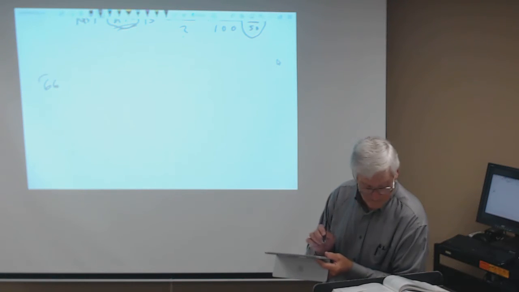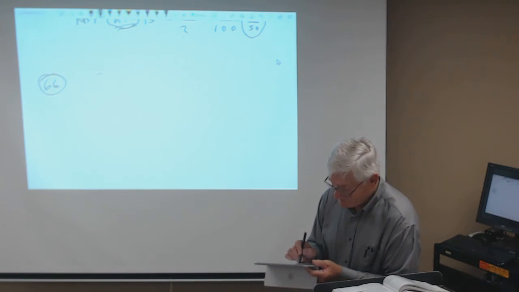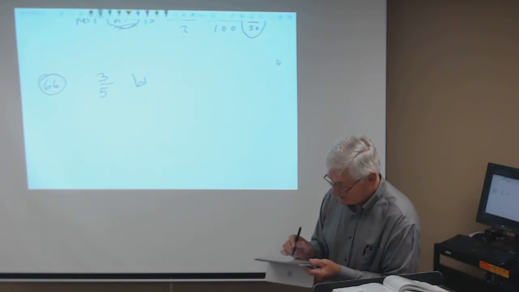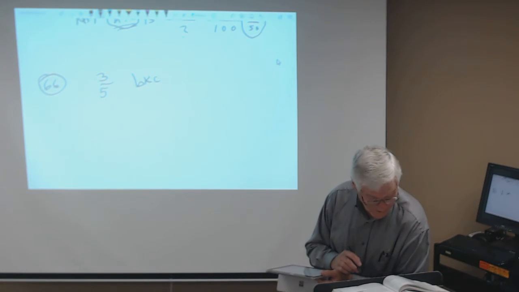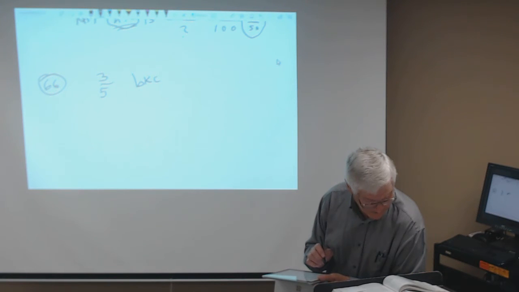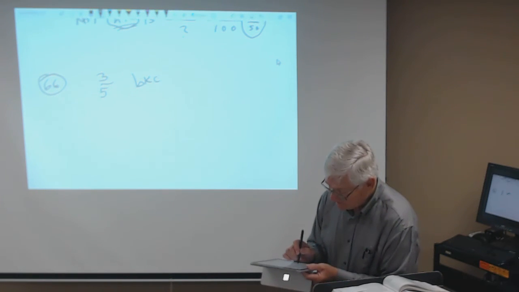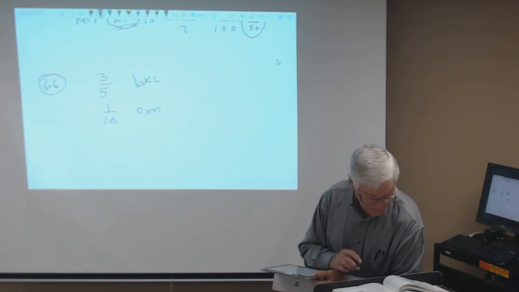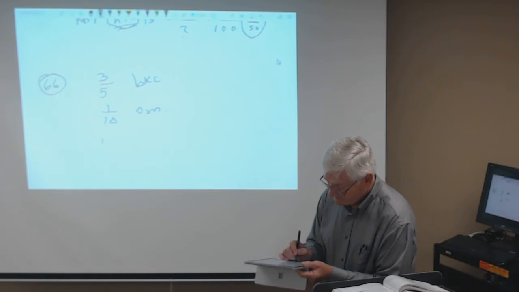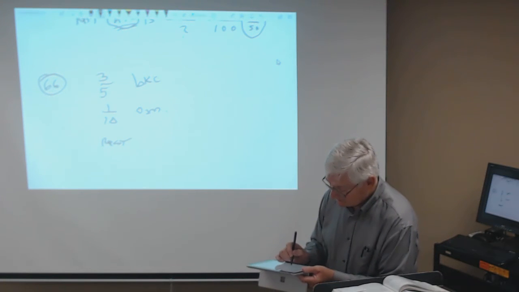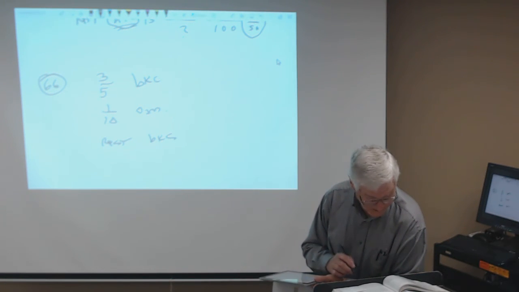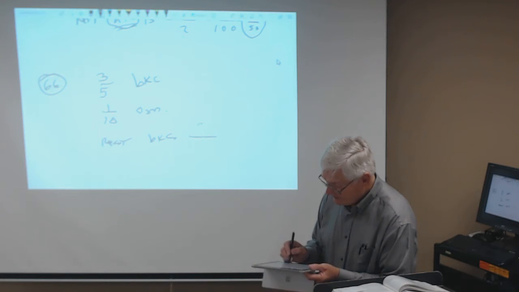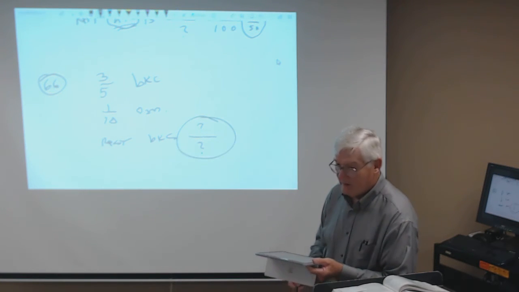66. A bookstore owner spent 3/5 of her investment on bookcases, 3/5 for bookcases, 1/10. Wait a minute. 1/10 on office machines. And the rest on what? Books. What proportion of her initial investment was spent on books? What's the fraction for books? That's what she wants to know. You follow what I do?